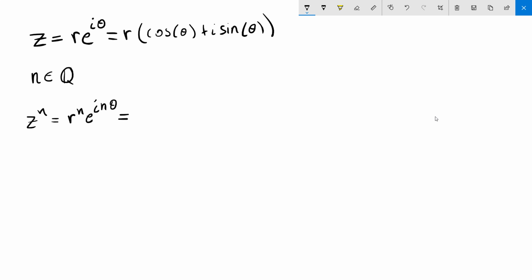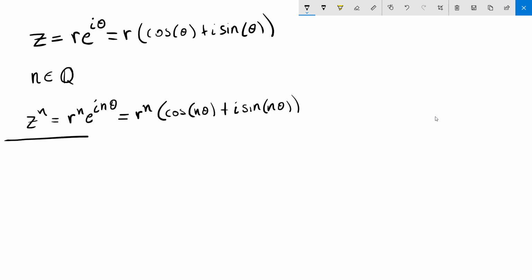This is the more powerful one, or not more powerful, but more shocking: this can also be written as r to the power of n times cosine of n theta plus i sine of n theta. So I'll do a really brief sketch of the proof. I wasn't going to do it, but for positive integers it's fairly easy to see.